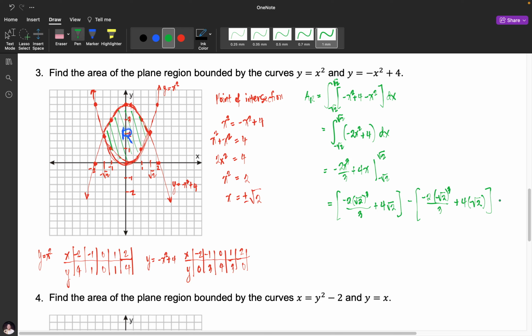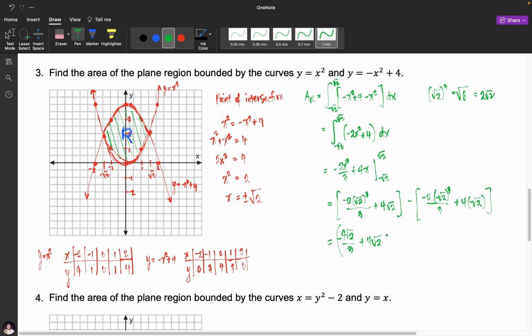Okay? Now take note, square root of 2 cubed is just equal to square root of 2 cubed, which is 8, or that is 2 square root of 2. So from that, we now have, negative 2 times 2 square root of 2 is 4 square root of 2 over 3. That is negative. Plus 4 square root of 2.